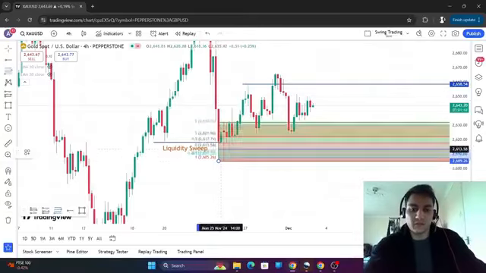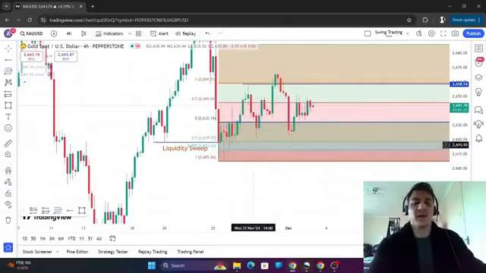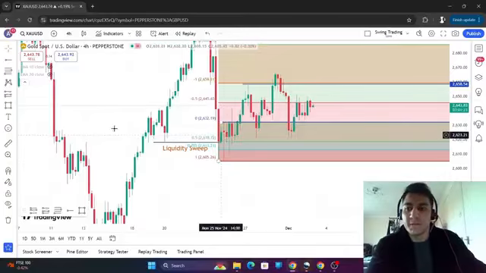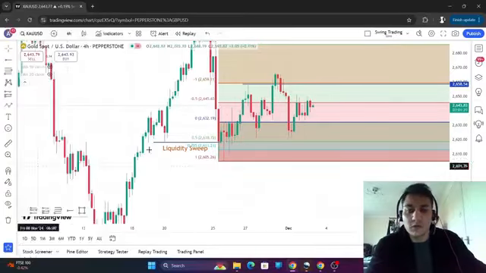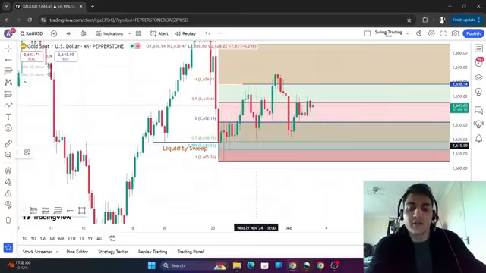So let's just get the Fibonacci on this order block. Let's say you've got a bullish order block like we have here. If price does not go below the 50% level of that order block, that tells us that we're really bullish. If price stays in the upper 50% of a bullish order block, that tells you that you're bullish.